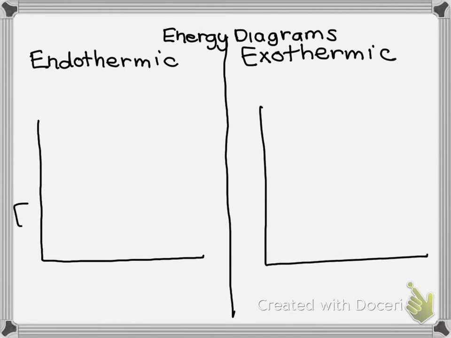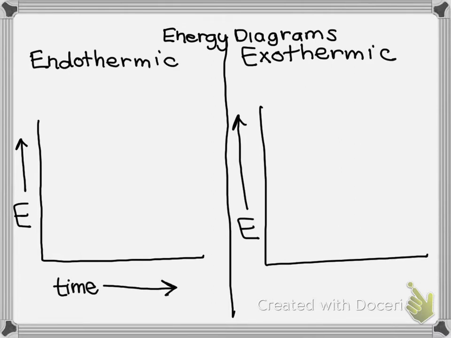And on the y-axis, this is energy, and as you go up the axis, it's increasing. And on the x-axis, this is time, or the progression of the reaction. So we're going from beginning to end. It's sometimes labeled progress of reaction or time. It's just from when the reaction starts to when it finishes.